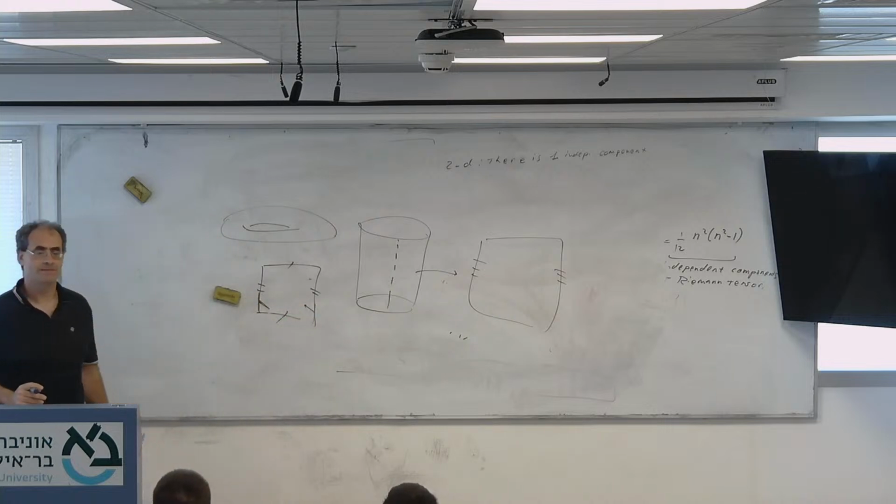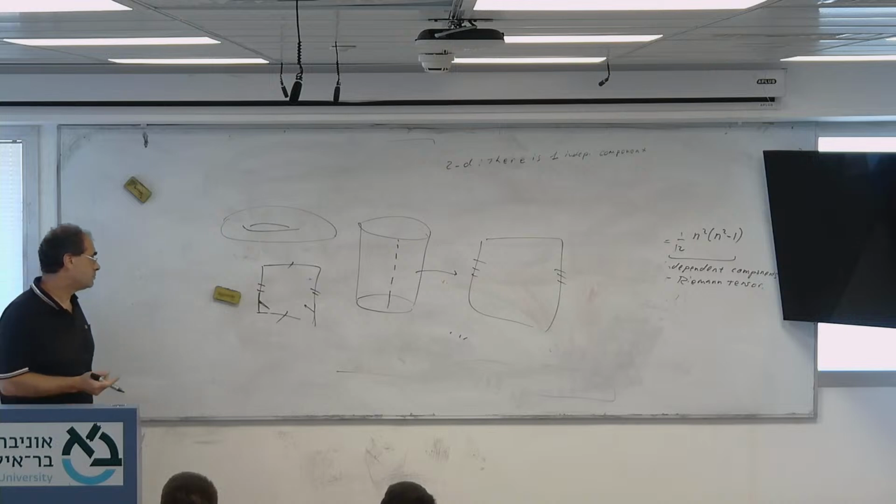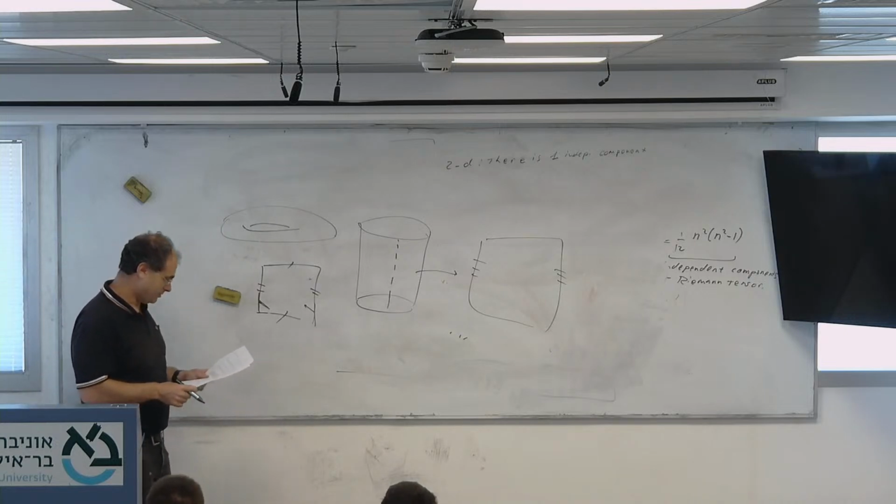Don't you need to connect them with an arrow or something so it's clear how you connect? Yeah, the idea is just to show you curvature in 2D.